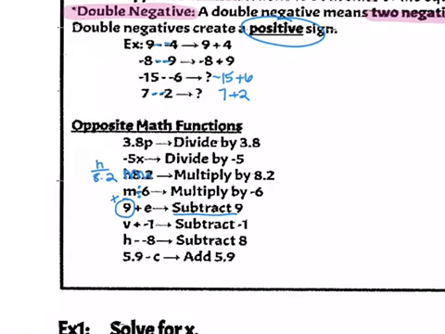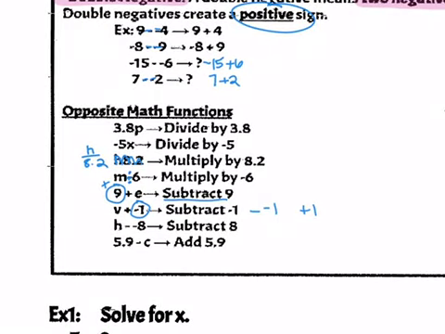This next one, b plus -1, subtract -1, you can do that. So it would be minus -1, which is, like we talked about up at the top, the same as +1. So either way, subtract -8 on the bottom one, because if I have h minus -8, what does that become? A plus sign. So subtracting 8 would be the opposite of it. And then 5.9 minus c, that should be negative. So we would add 5.9.